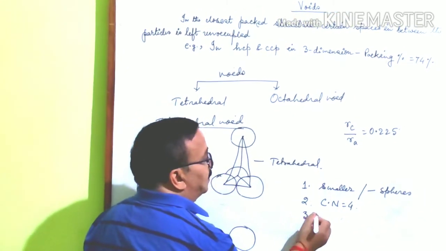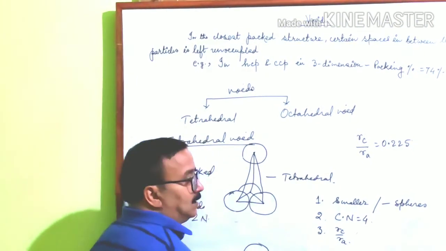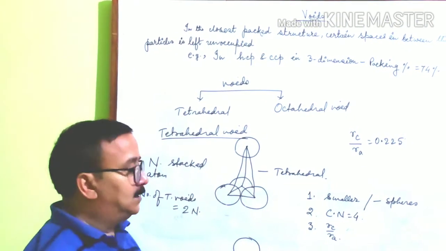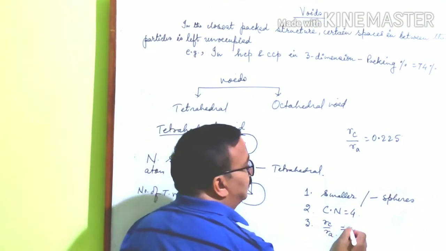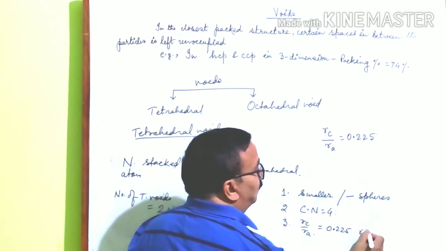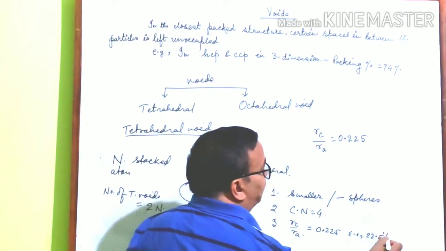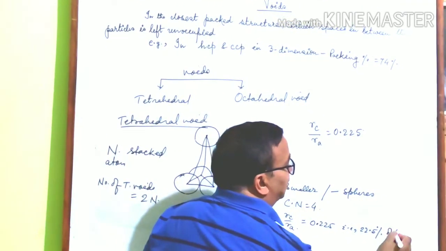Number 3, radius of cation by radius of anion of the tetrahedral void is equal to 0.225, that is 22.5%. 22.5% of the sphere.